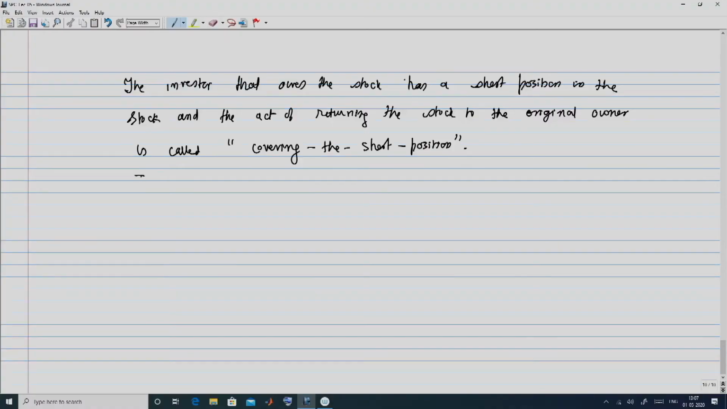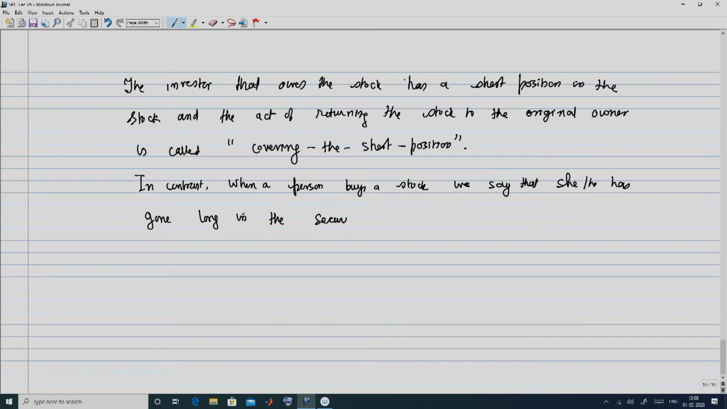Once I talk about the short position, then obviously I need to talk about the long position, so I will mention that briefly. On the other side, when a person buys a stock, we say that she or he has gone long in the security. So basically the ownership of the stock essentially means a long position in the stock.